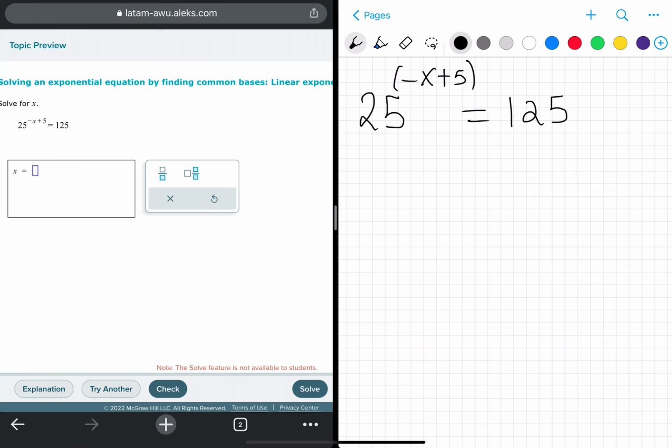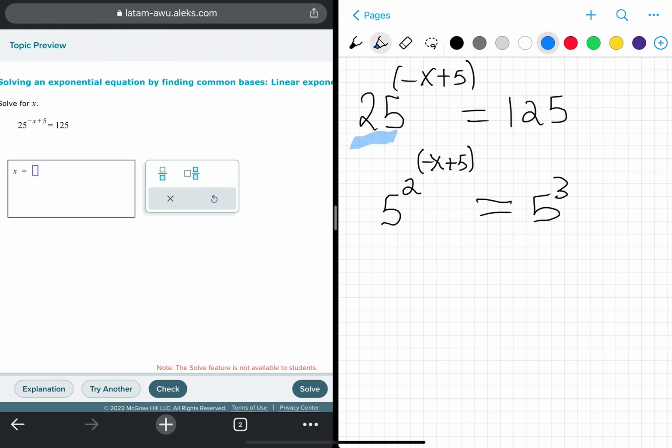So you think, what is the base that I can use here? Well, 25, I know that I can write it as 5 squared, and that is to the minus x plus 5. And I also know that 125, I can write it as 5 to the third. You see what I did there? All I did is take these two numbers into a common base. The common base in this case is 5.